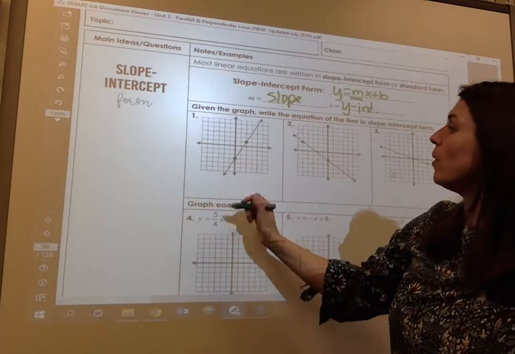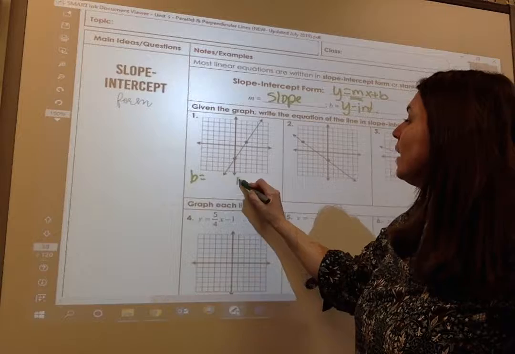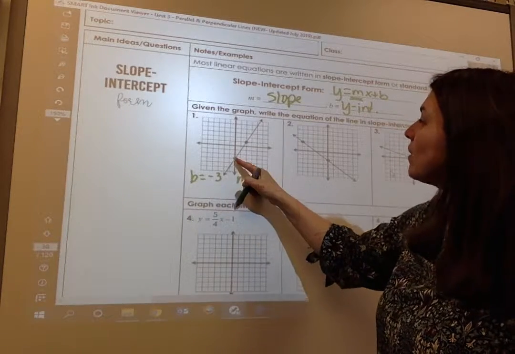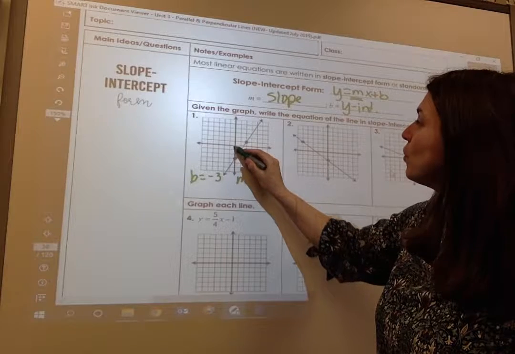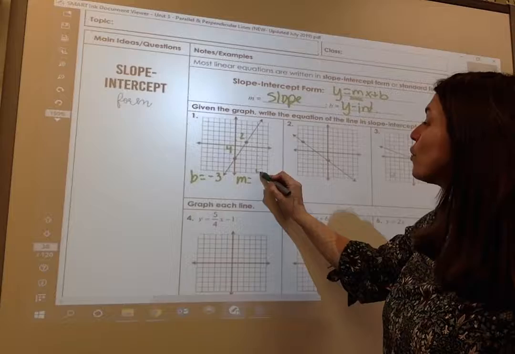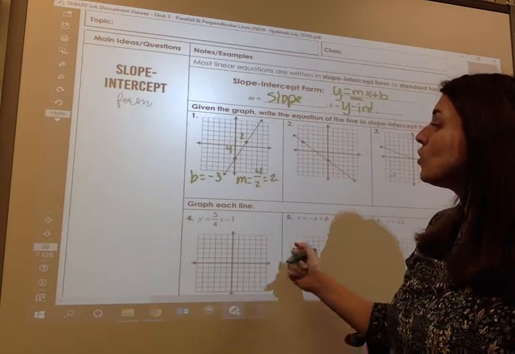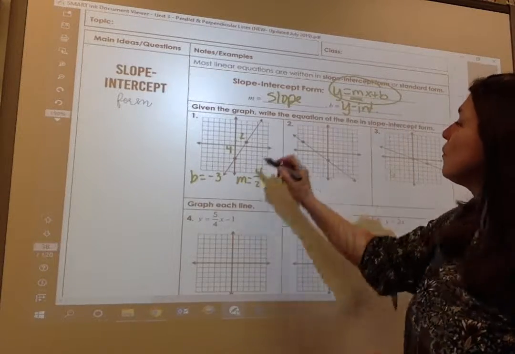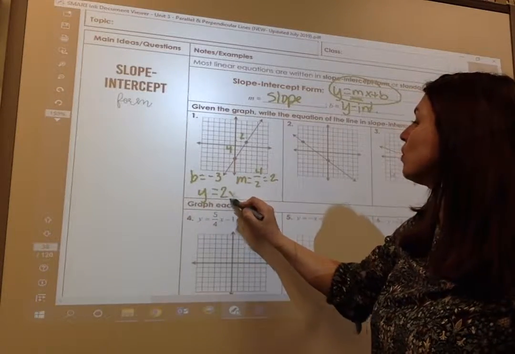So if you look here at number 1, all I'm looking for is a b and an m. So my beginning point is -3. My slope is up 1, 2, 3, 4, up 4 over 2. 4 over 2 reduces to 2. So now that I have my slope, now that I have my beginning point, I can put it in this form and say that y equals 2x minus 3.